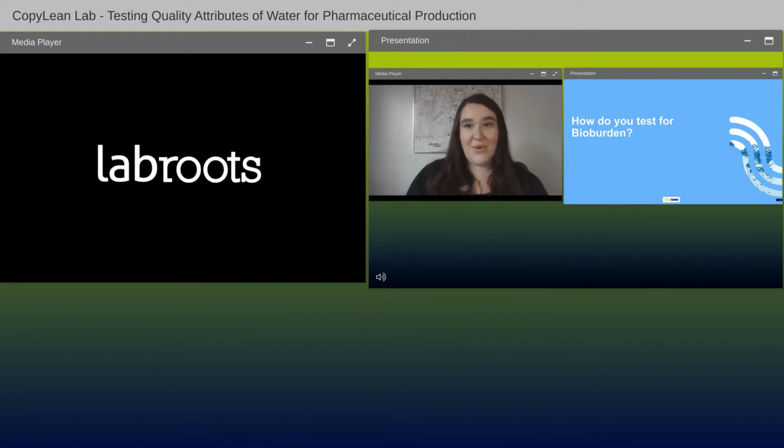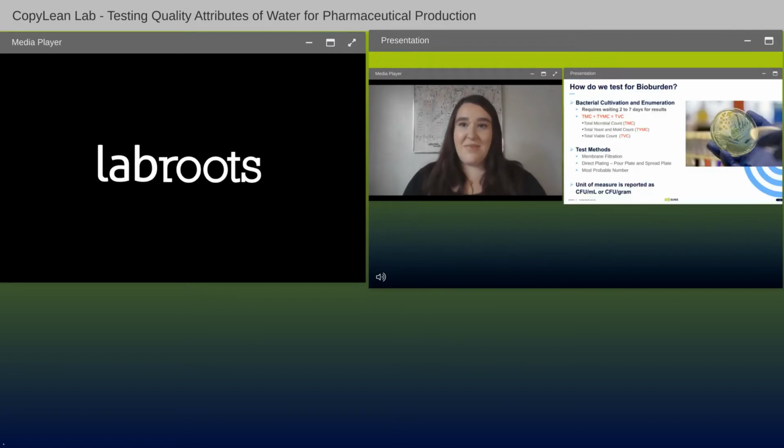Bioburden testing as a whole is kind of old. It basically involves growing microbes on an agar plate, waiting for the agar plate to show colonies, and then counting those visible colonies. The US, European, and Japanese pharmacopoeia have all been harmonized to define bioburden testing. To get a result, you take the total microbial count, which refers to your bacteria, and add it to your total yeast and molds count to receive your total viable count.